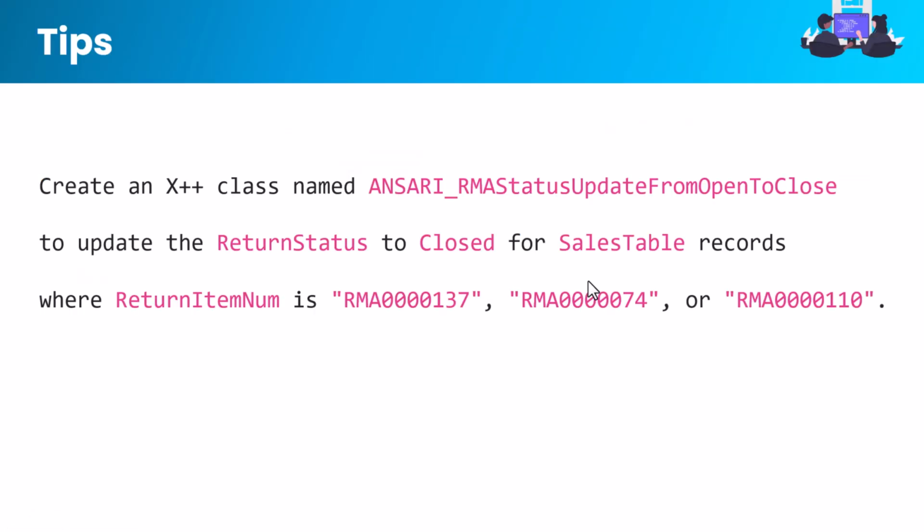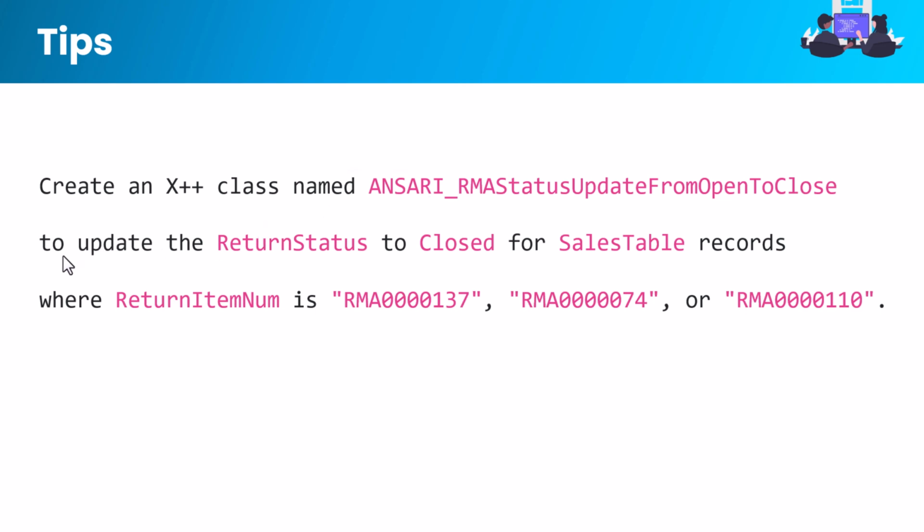So for your information, let me give you some brief information here. You have to create an X++ class. The name should be Ans_RMAStatusUpdate, from open to close or close to open. You can give any name, and here you can see I have given one prefix, Ans. You can give any other name, or whatever your organization is following. You can give the organization name as well.